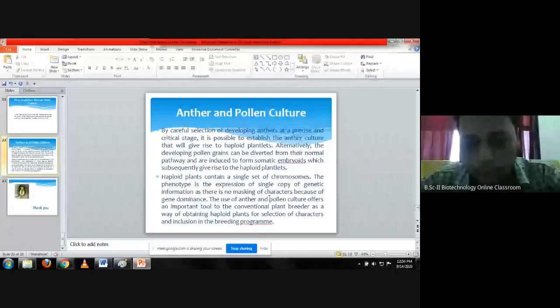As I told you earlier, suppose for tallness, tall will get capital T and dwarf will get small t. So if the plant has double capital T, the plant is tall, and if the plant genome has capital T and small t, then also the plant is tall only, heterozygous. But here all these genes are homozygous because it will contain only a single set. So in breeding programs these plants are very important. So with this we have completed our ovule and ovary culture.